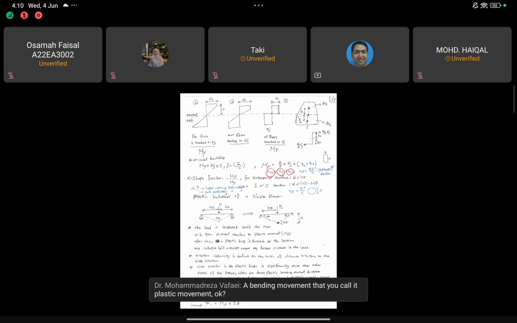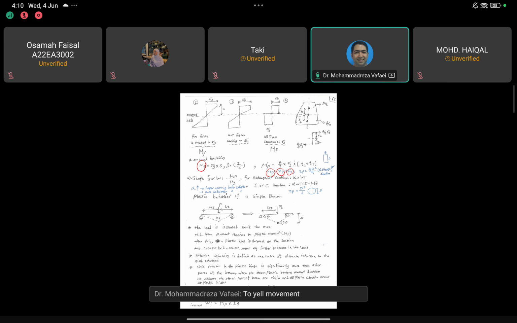Okay, and if you calculate the ratio of the plastic moment to the yield moment, in which the yield moment is the section modulus, derived from dividing the moment of inertia by c, which is the largest distance from the neutral axis to the fiber that you have here. So you have the section modulus, you multiply it by sigma y, it gives you My. This is the yield moment.